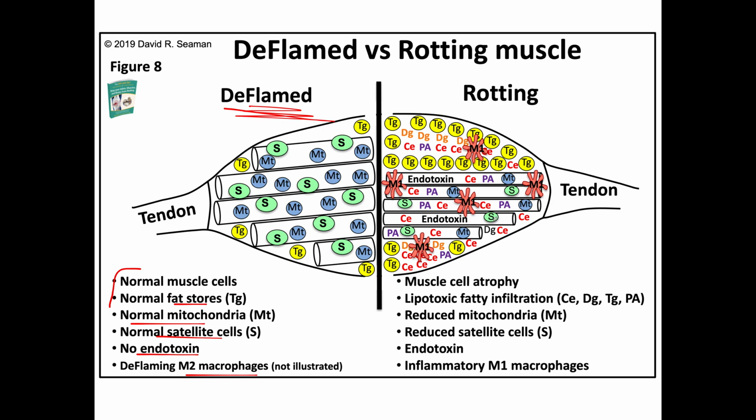On the other side, your rotting, obese, high blood glucose muscles: muscle atrophy, lipotoxic fatty acid, fatty infiltration, reduced mitochondria, reduced satellite cells, regenerative capacity, endotoxin, and pro-inflammatory macrophages. Big issue, big issue. So people will always ask me, ask anyone who does, what should I do? Very simple. I'll show you exactly what to do in one image.